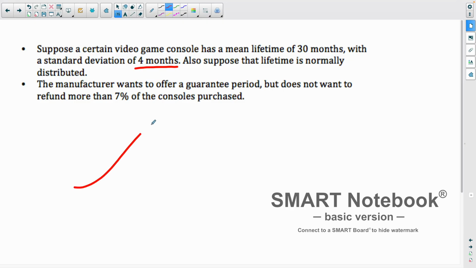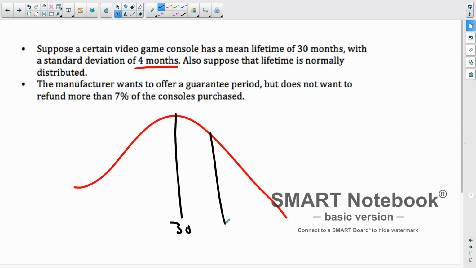So if it's normally distributed, could I draw a sketch of this? Yes. If I have a sketch, what would go here? 30 months would go there. This would be 34, this would be 26. How many of the consoles last from 26 to 34 months? 68% of the data, that's that big number that we've been talking about. 68% of the data there.